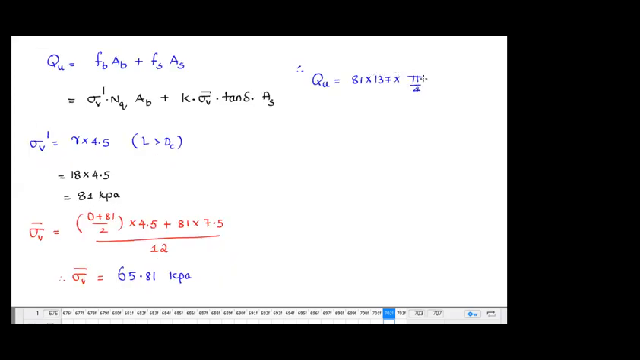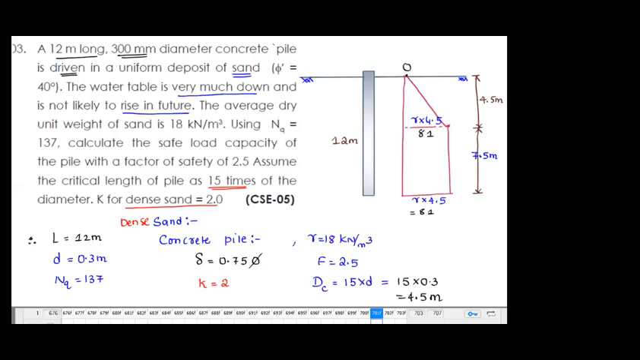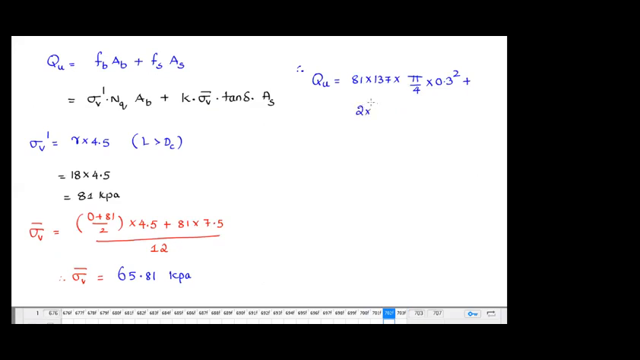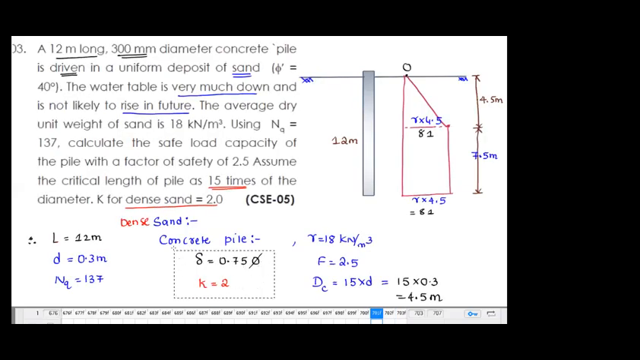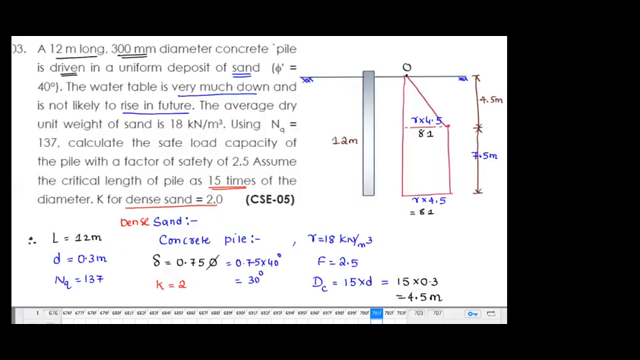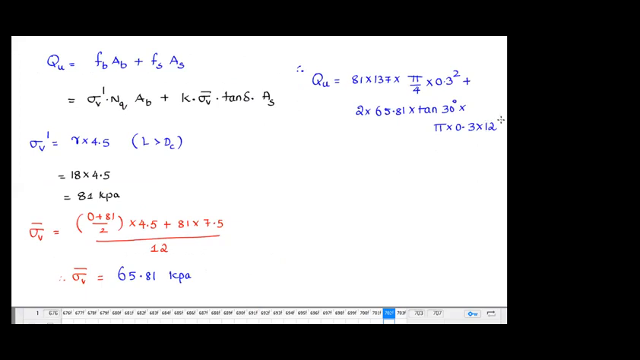And what is Ab? Pi by 4 D square. What is the D value? The D value is going to be 0.3 meter. Plus the K value given as 2 into sigma V bar, 65.81, into tan delta. What is delta? Delta is 0.75 into 40 degrees, which comes as 30 degrees. Tan 30 degrees into pi into D value, and the D value is again 0.3, into L, 12.